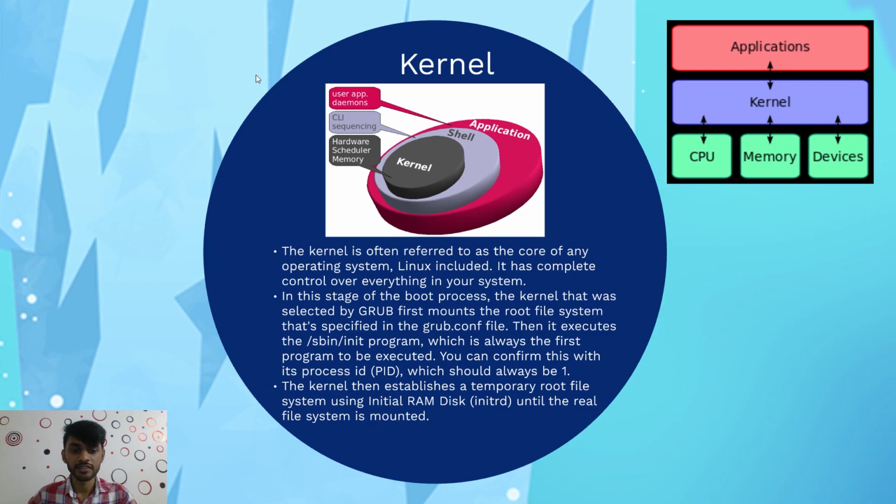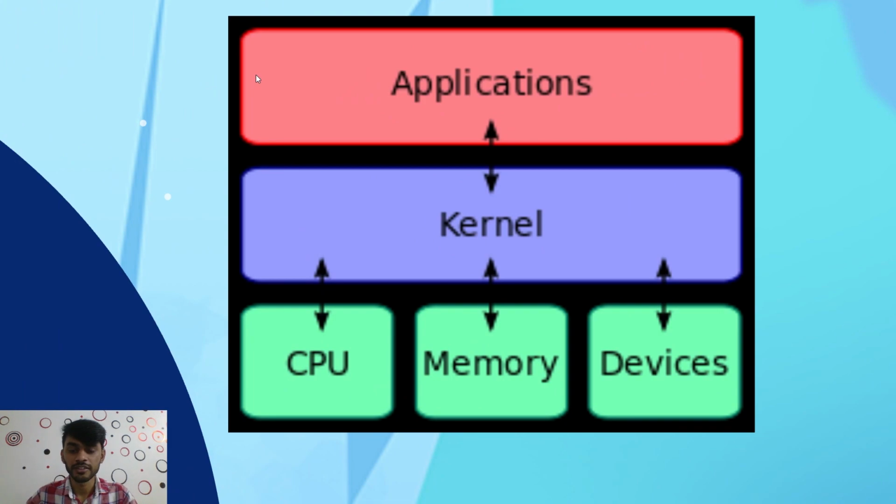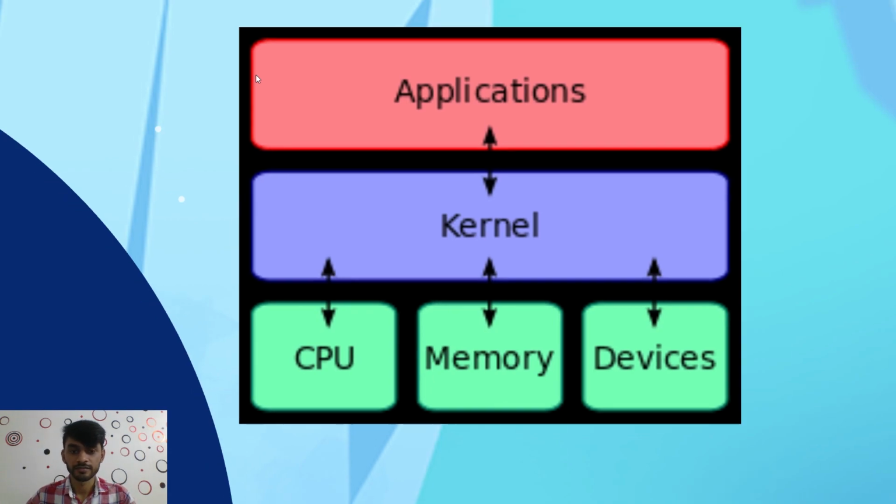Then it executes the /sbin/init program, which is always the first program to be executed. You can confirm this by its process ID, PID, which should always be 1. The kernel then establishes a temporary root file system using the initial RAM disk, initrd, until the real file system is mounted. Here, in this diagram, you can observe that the kernel sits between the application, which is the software, and the CPU, memory and devices, which are the hardware.